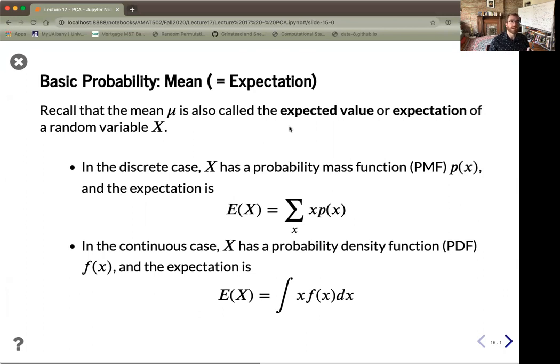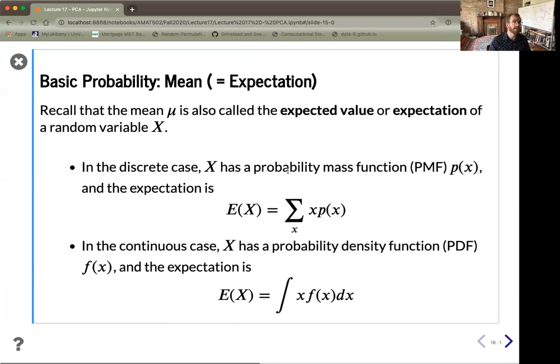Stepping back and taking a broader perspective of where these things come from, imagine we had full access to a random variable. That means we know all possible values and the probabilities of each of these values, at least in the case of a discrete random variable. Remember, we had this PMF table. Then the expectation, or mean, is just the sum of the value times the probability of that value.